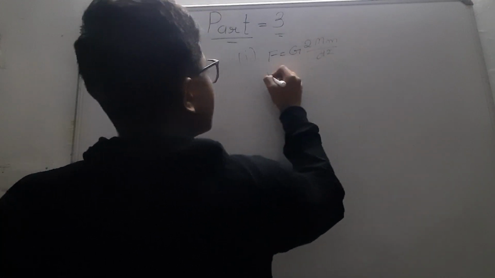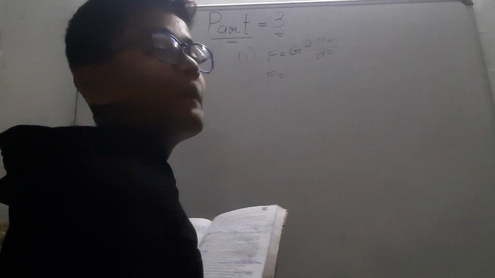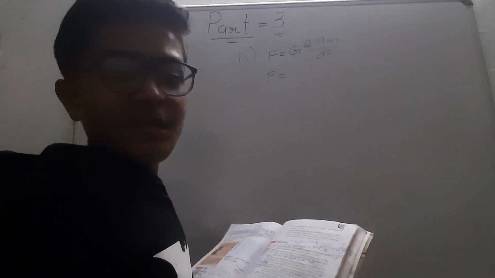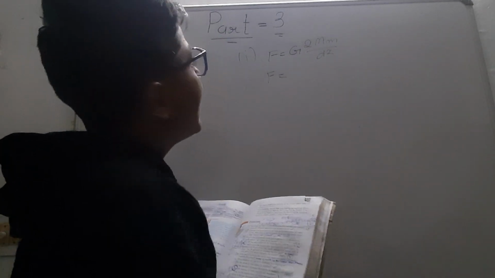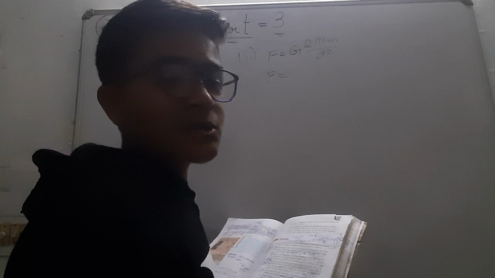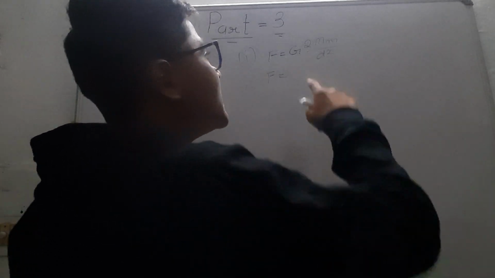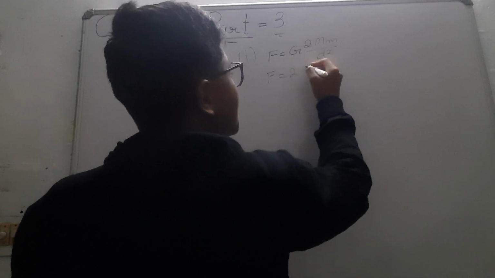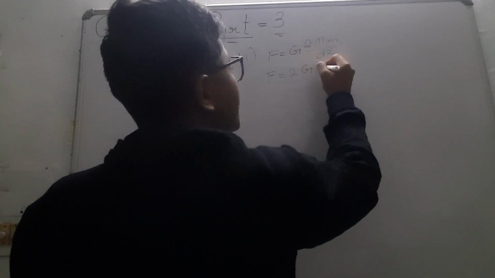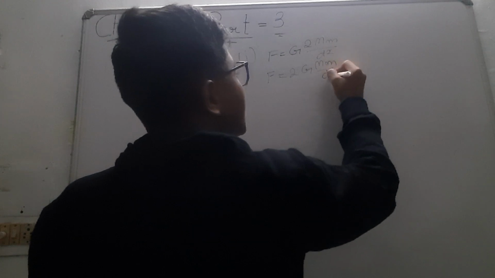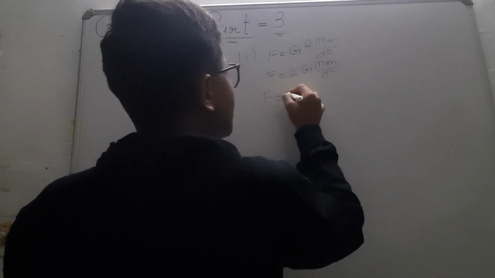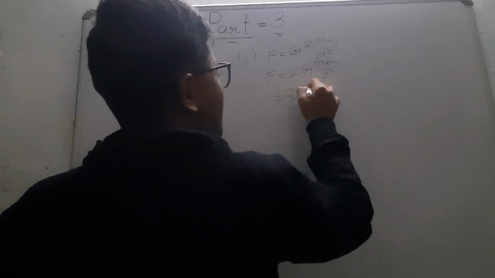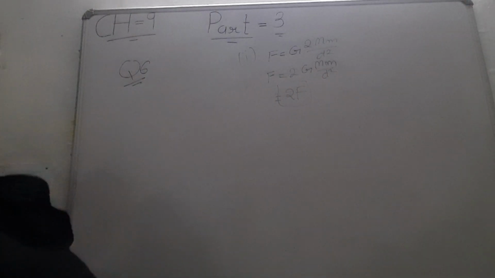What they have told, both the objects are double. In part 1 they have told both the objects are double, and in this the mass of both objects is equal to double. That means we multiply by a single 2. That means 2 into d square. F is equal to 2F. Okay, so here is the solution of part 1.